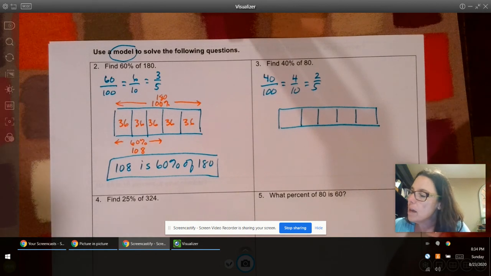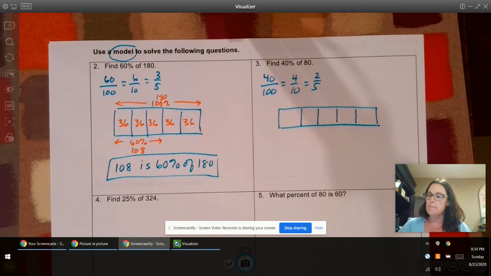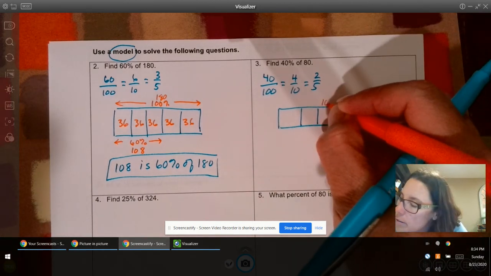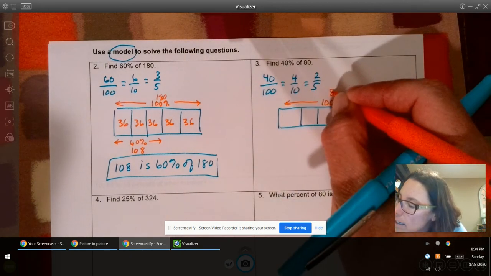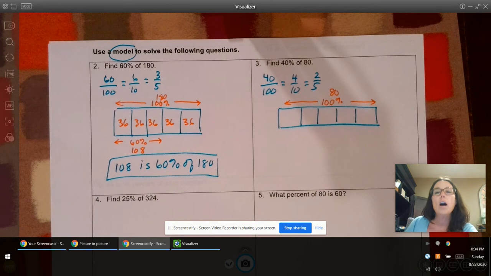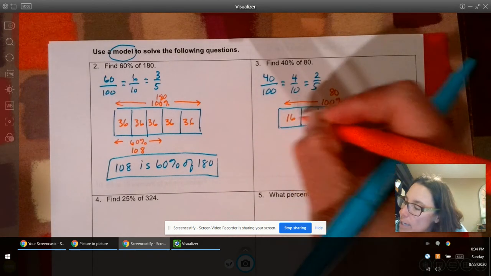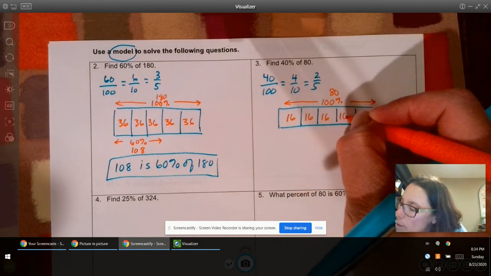All right, let's start labeling this thing up. The labeling is part of the answer. So this entire thing is 100%. 80 is 100%. Now if 5 boxes total to 80, how much is in each box? So hopefully you have an answer. You did 80 divided by 5, and hopefully you got 16 to be that magic number in these boxes.